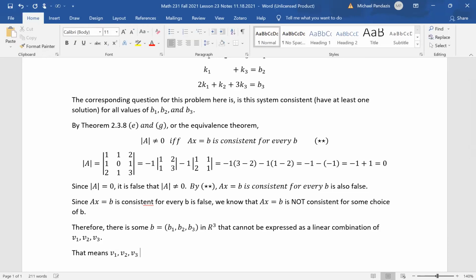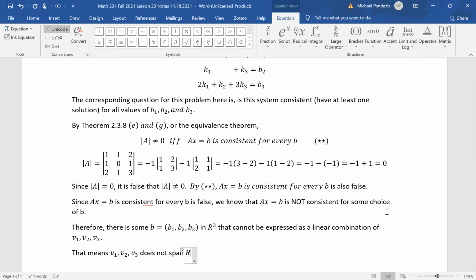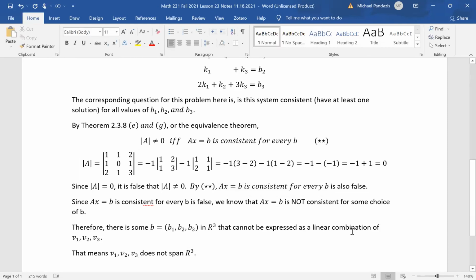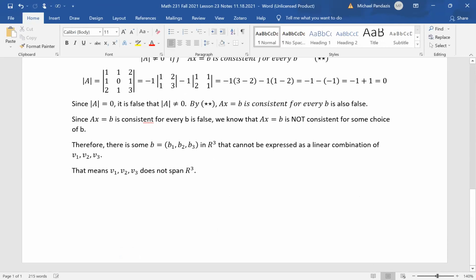That means b1, b2, b3 does not span R3. Okay, there's some vector b in R3 that cannot be expressed as a linear combination of b1, b2, b3. And so the set of all linear combinations of b1, b2, b3 is not all of R3. Okay, so it doesn't span R3. So that's the end of that example.